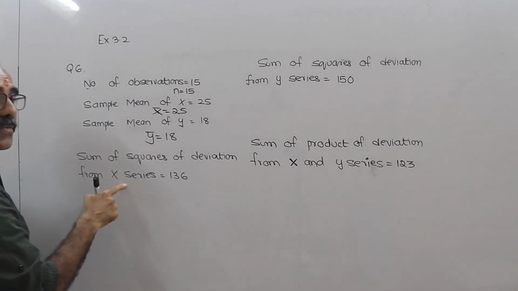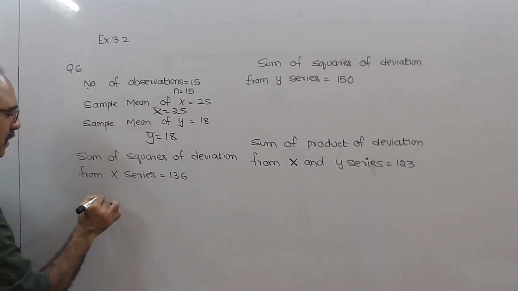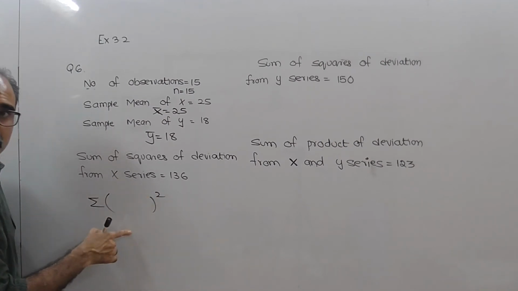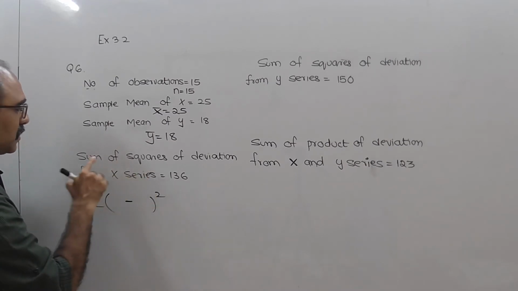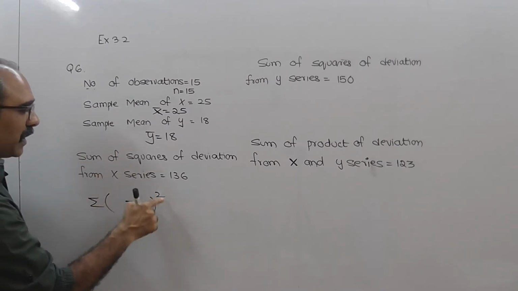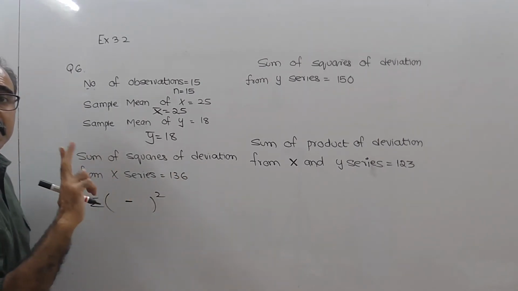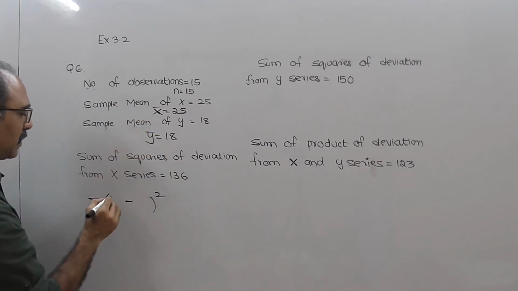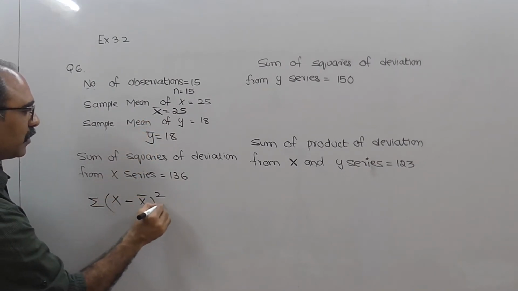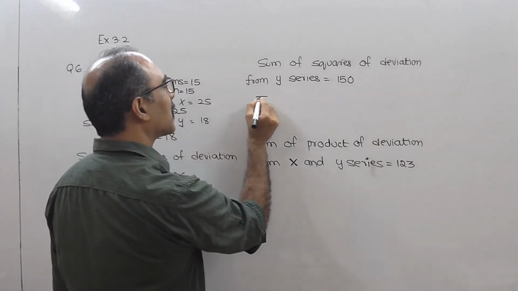Sum of the squares of deviations of the x series. Sum means sigma, square means the whole square, and deviation means difference. It is the deviation taken from the mean, so it is sigma (x minus x bar) the whole square, which is 136. Check this.